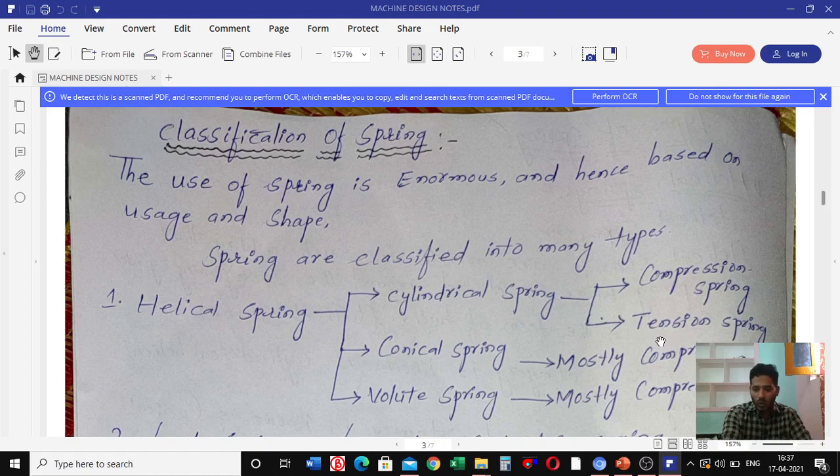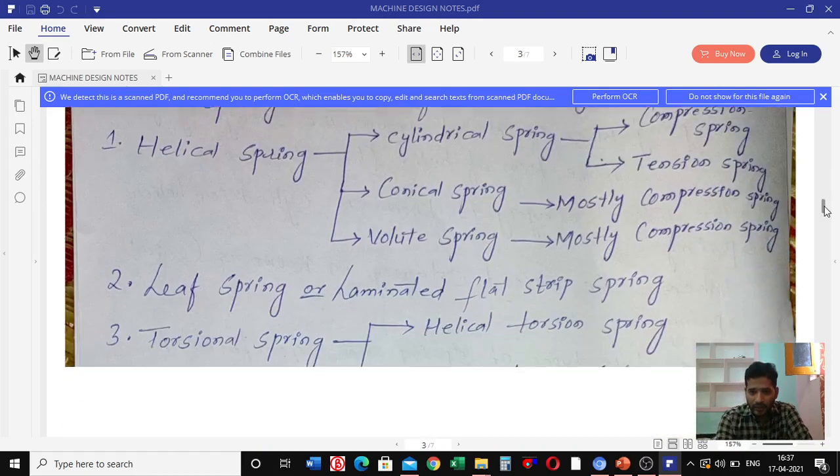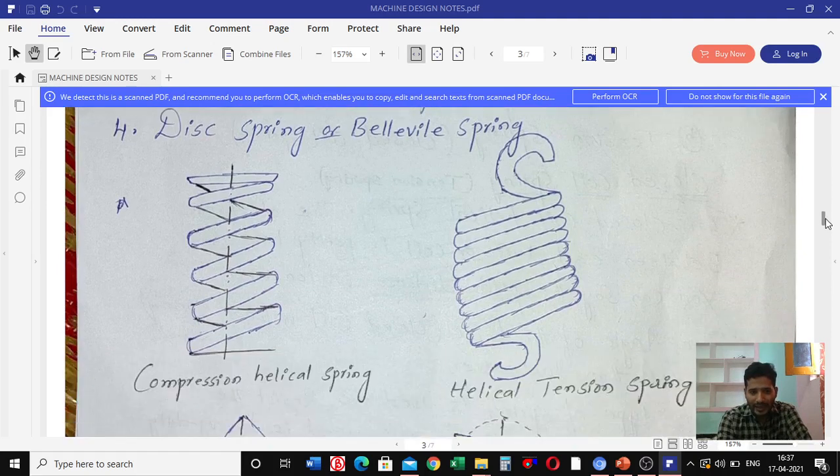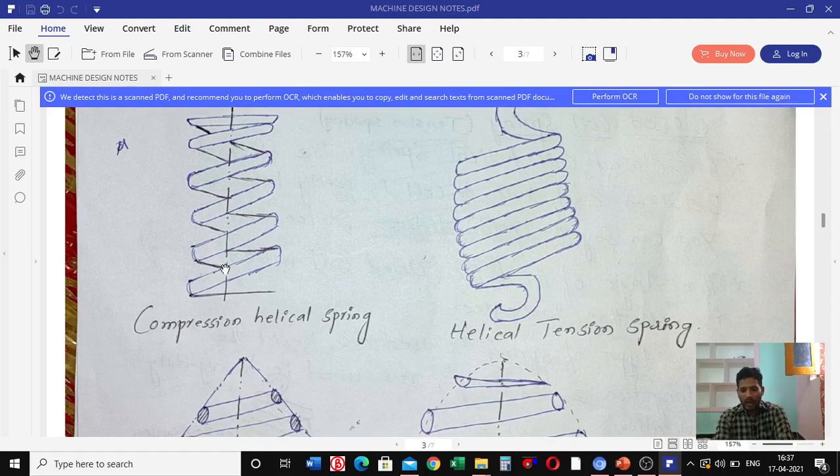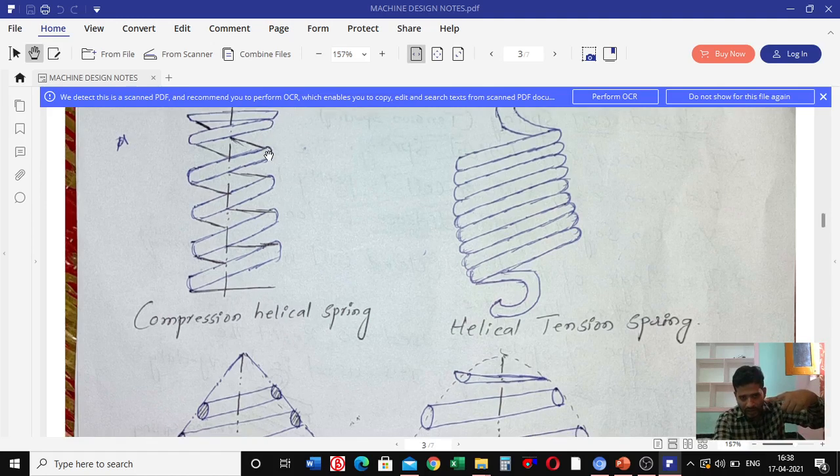Closed coil spring. If you see the figure, then you can easily understand. Okay, this is compression spring. This compression spring is also called open coil spring. Okay, so in this spring, the distance between the two consecutive points, this is the first consecutive point, and this is the second consecutive point.